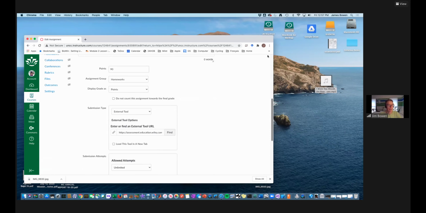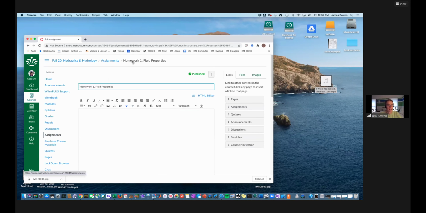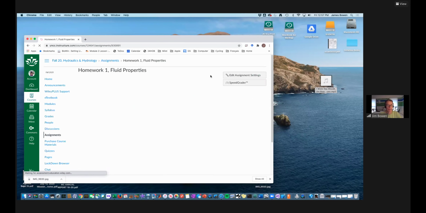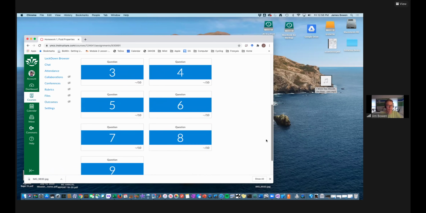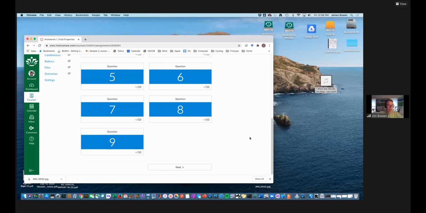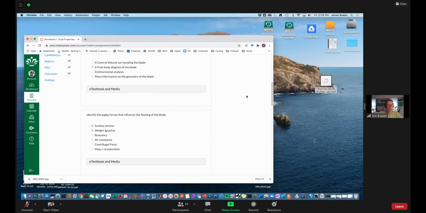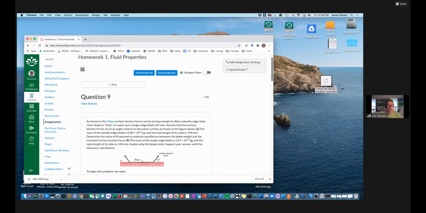All right, so let's go back then. I will look into that multi-part. If you get it wrong, the whole question's wrong. I thought that it graded them individually.